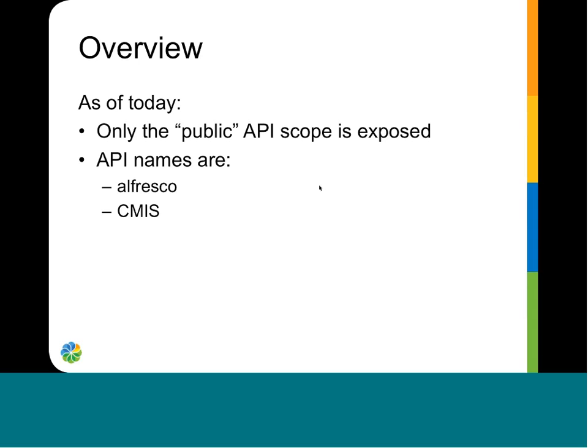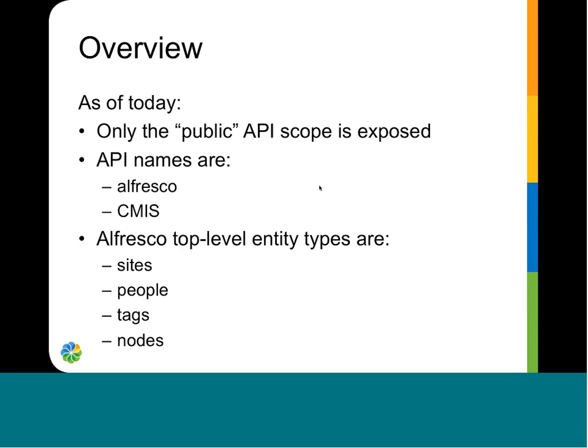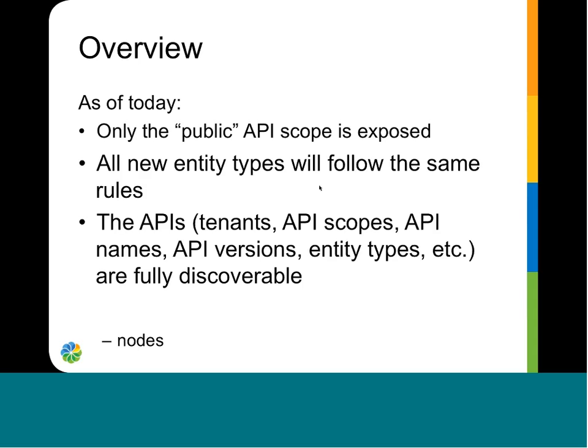We only have two API names at the moment, Alfresco and CMIS, and that really goes back to the earlier diagram that I showed. Those two API types will probably be augmented fairly quickly with some other API types, so we'll get to that in the roadmap at the end. And right now, we only really have four top-level entity types: sites, people, tags, and nodes. And part of what Greg is going to talk about is what's coming next.